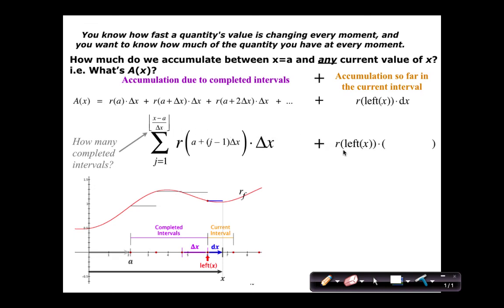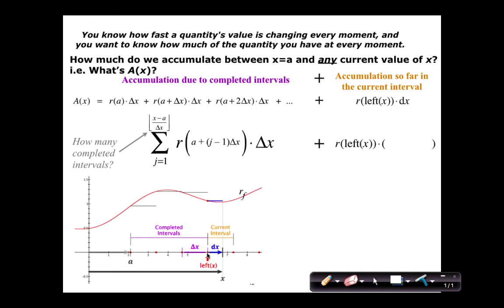And then this accumulation in the current interval, or the partial interval that we've got at the end, to write it succinctly, it's this left of x. Whatever x is, there's only one value of left of x. It's just that most recent red dot. So not all of these are left of x. They used to be when x was smaller. But when x gets larger, left of x gets larger also. It's always the left end of the current interval.